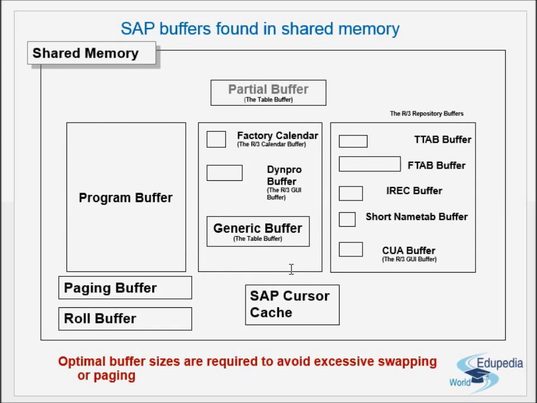Now, these are the different types of buffers which we see in the shared memory. So we have a program buffer, a paging buffer, a role buffer, the SAP cursor cache. We have discussed in our last videos in this training, cursor cache stores all the parsing information of the SQLs. Then we have the partial buffer, factory calendar, generic buffer, info buffer, and the R3 repository buffers. All the buffers are also stored in the shared memory.